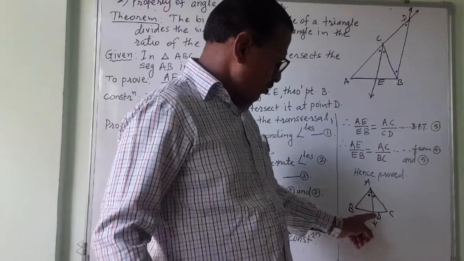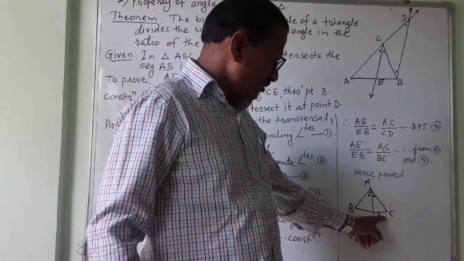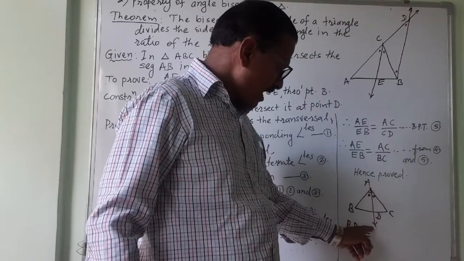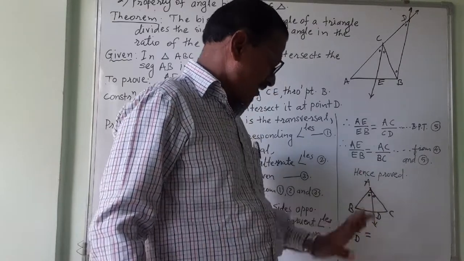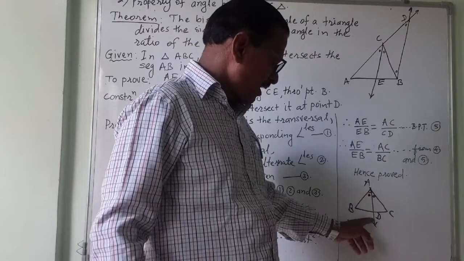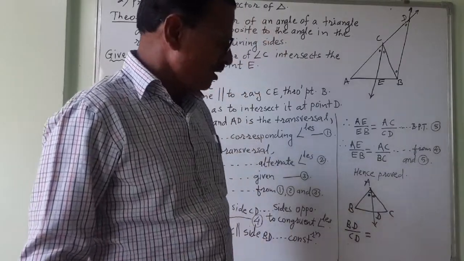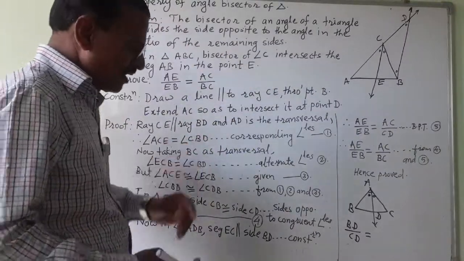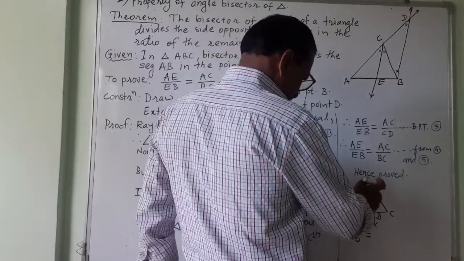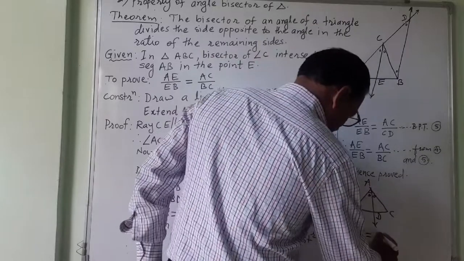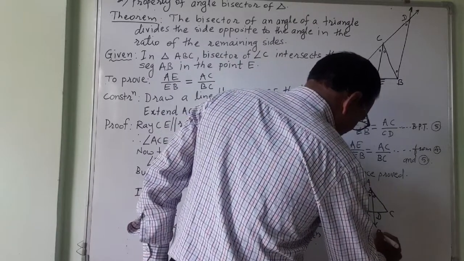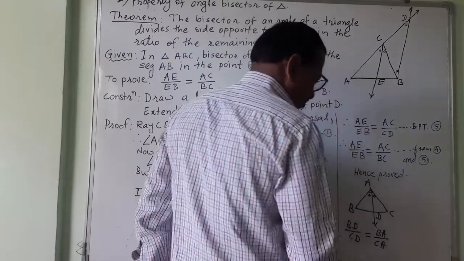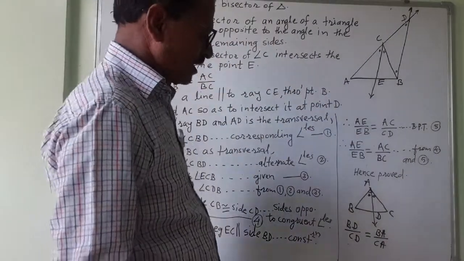This is the ratio of the sides. These segments are because of the angle bisector. Their ratio BD and CD is equal to the ratio of the remaining sides. Now remaining sides are AB and AC. So I will write BA and CA. This way I will write. Why? There is some logic behind this.